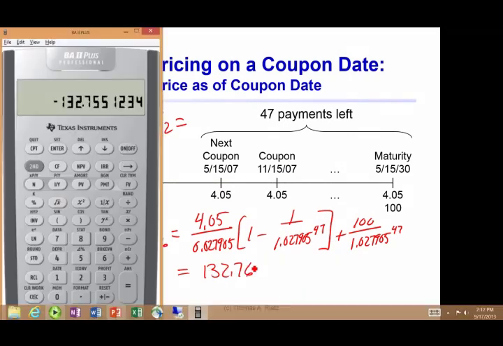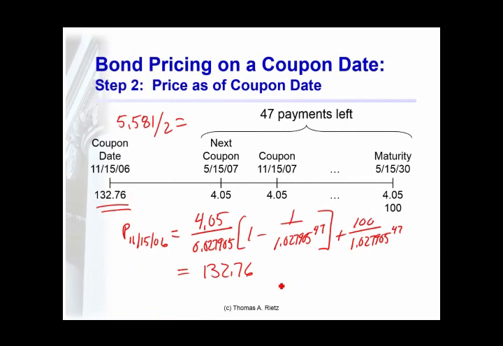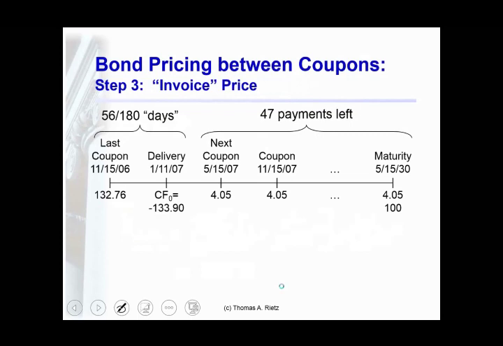Actually, I'm going to store the positive version of that. So we will price in class as of coupon dates. So this would be the price we would get. But the reality is this coupon bond we're buying and selling on January 11th, 2007. So we need to find the value on the delivery date, January 2007.